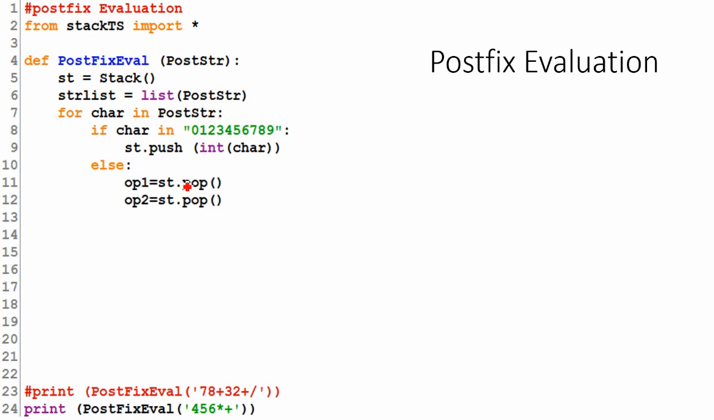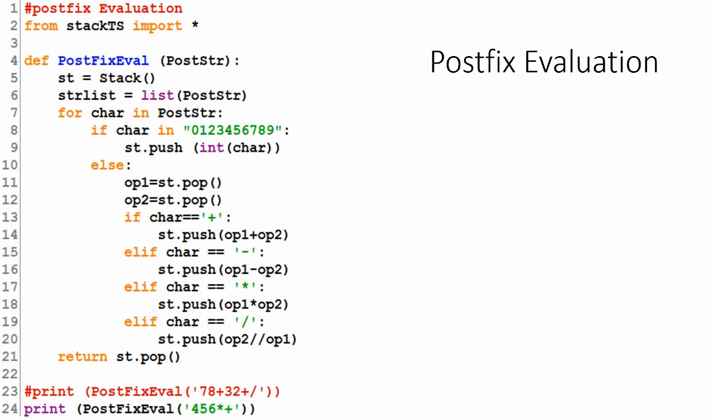Then we pop the content from the stack. How many consecutive pops do we do? We do it twice. The first time we store it into operand one, and the second time we store it into operand two. And once we get the operands, next we have to calculate the values. How do we calculate the values?